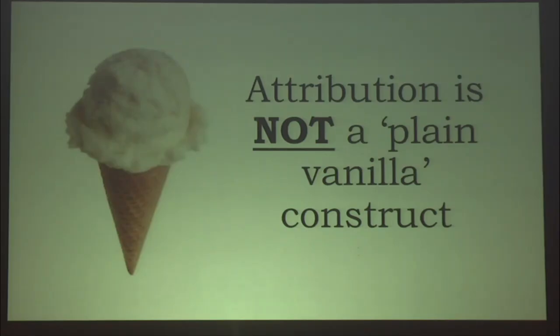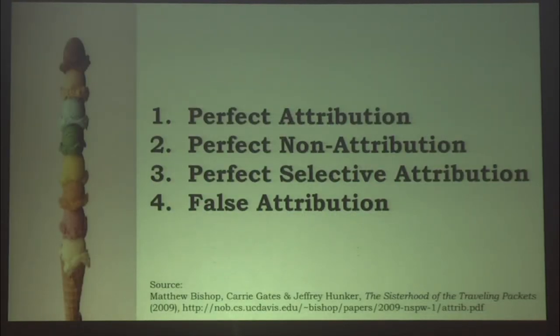Attribution being pairing a characteristic, a data, with an entity. Now, key point here, attribution is not a plain vanilla construct. In fact, I submit to you that it comes in a fun variety of flavors. Now, these flavors, these frameworks, if you will, were developed by computer scientist Professor Matthew Bishop, who is my research advisor at UC Davis, along with Kerry Gates and Jeffrey Hunker. And they developed these core frameworks to help explain the different types of attribution that exist.